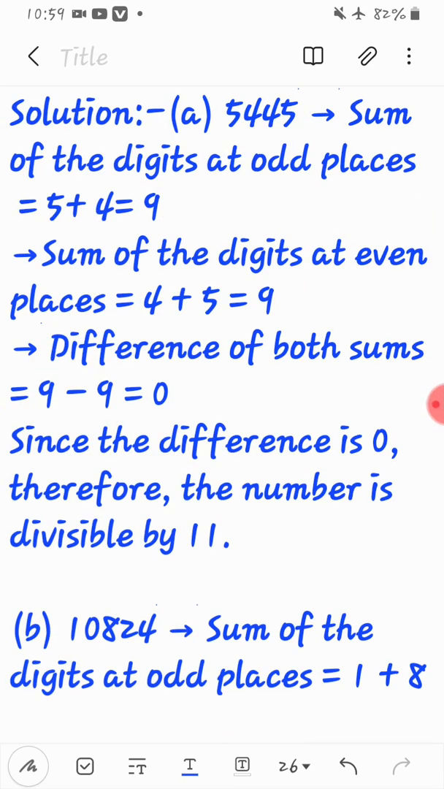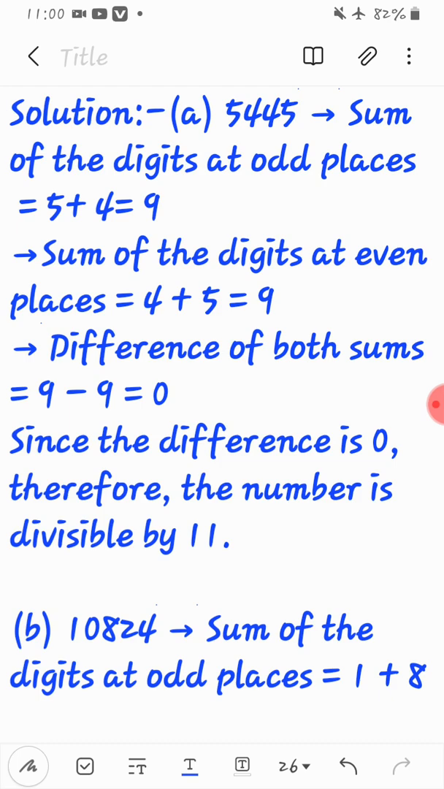So the sum of the digits at the odd places is what? The first digit is 5, and in the third place 4 is there. So 5 plus 4 is 9. Now the sum of the digits at the even places. The second one is 4, the fourth one is 5. So 4 plus 5 is also 9.